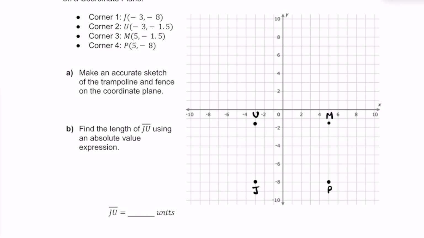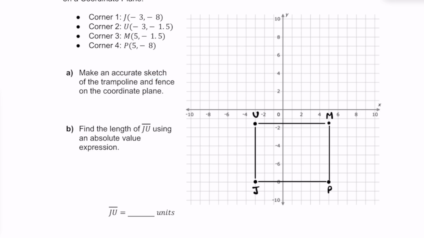In terms of writing the letter P, I'm going to move that to the bottom again, just so it's not in the way here. Now for our sketch, let's draw segment JU, segment UM, segment MP, and segment JP. This would be a sketch of where the fence would be for the trampoline, and the trampoline would be in the middle. All right, that was all we had to do for part A. We just made an accurate sketch, and we just kind of labeled everything.